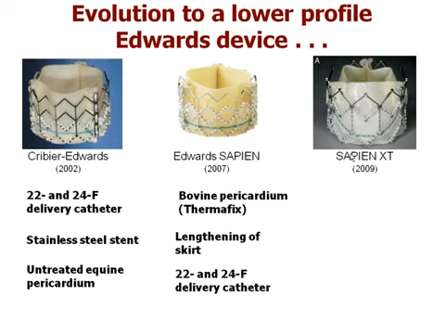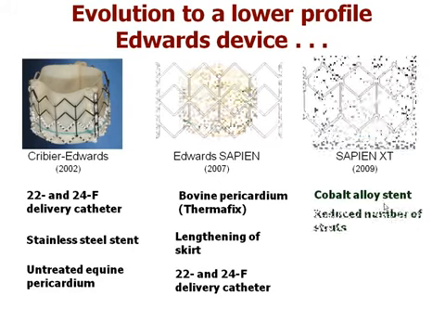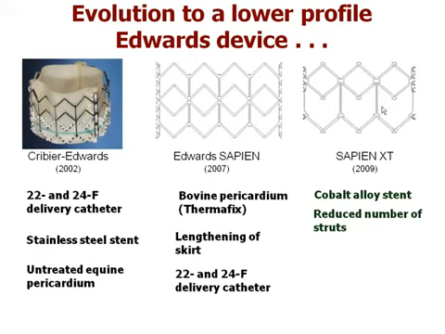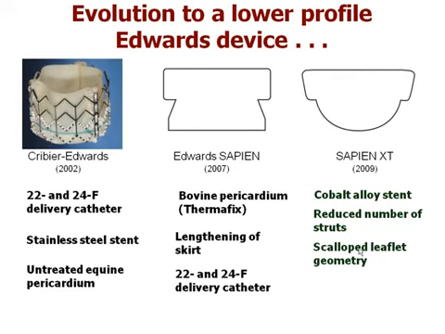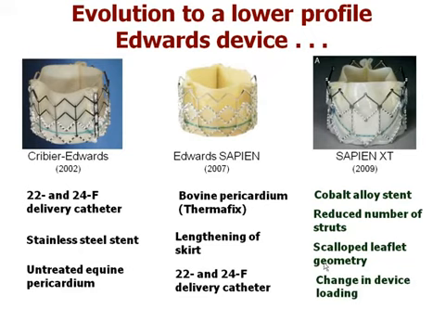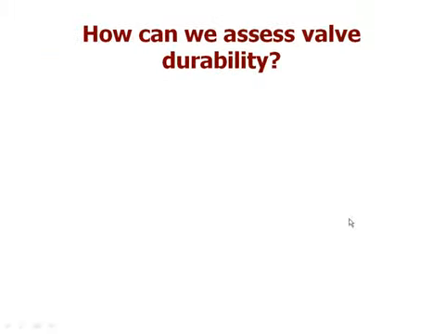But recently, with the introduction of the Sapien XT valve, this is now made of a cobalt alloy stent. There is a change in the frame design, more open cell frame, reduced number of struts. You have a different geometry in the leaflets, a scalloped leaflet geometry. There's also, not to go into details, a change in the way the device is loaded on the delivery catheter, and some of these changes have led to a decrease in the delivery catheter size.